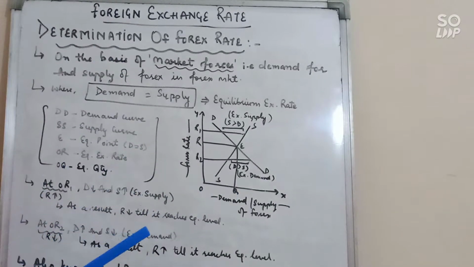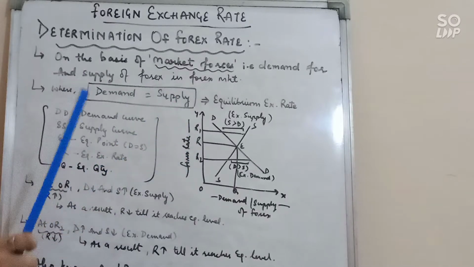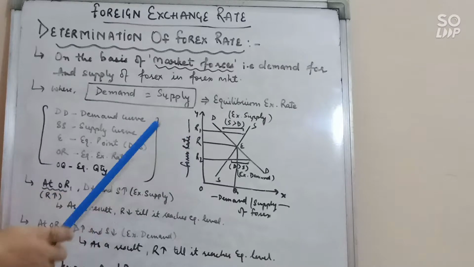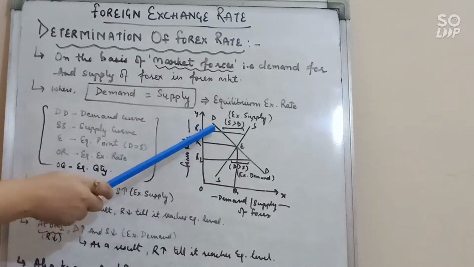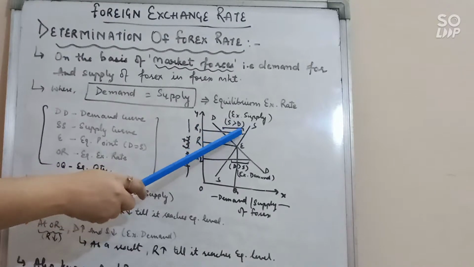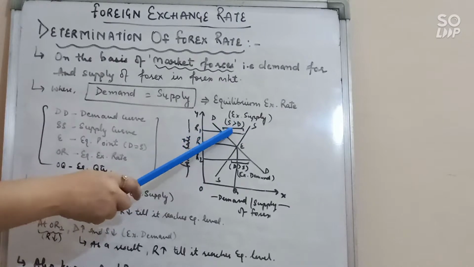Any exchange rate other than OR is not an equilibrium exchange rate, like OR1 and OR2. These are not equilibrium exchange rates. Why? Because here demand is not equal to supply. At OR1, the price increases from OR to OR1, so there is an increase in rate. Due to the increase in rate, demand will decrease and supply will increase. So here the problem is excess supply, because supply is more than demand.